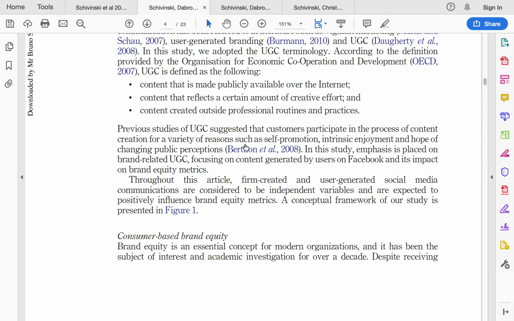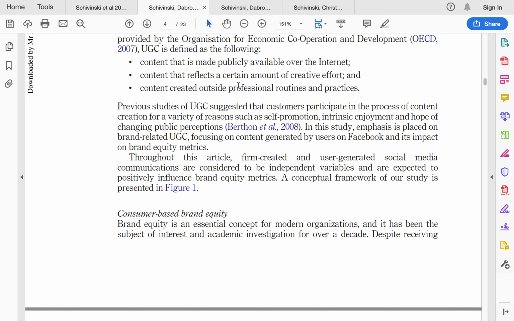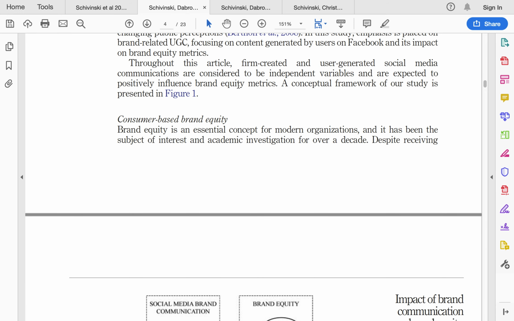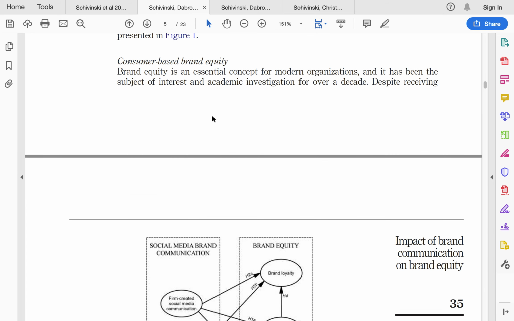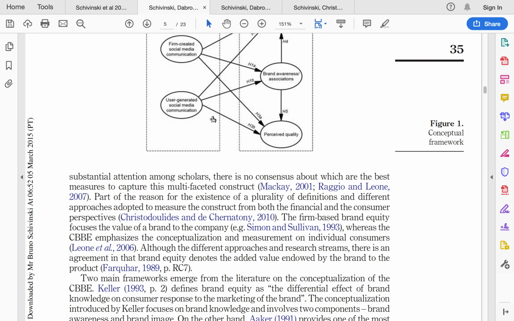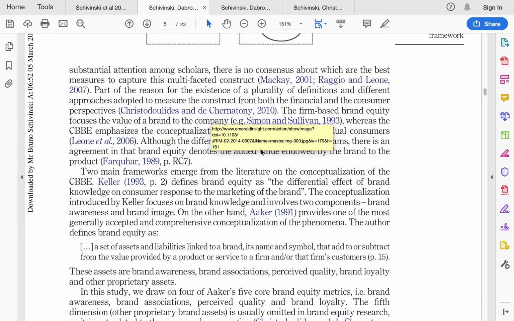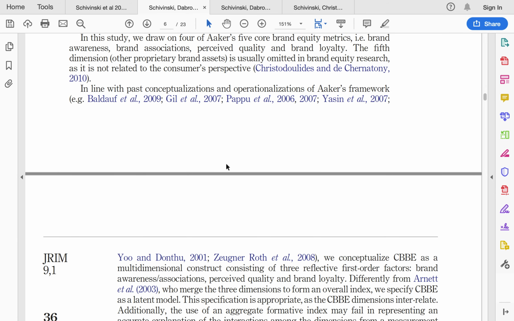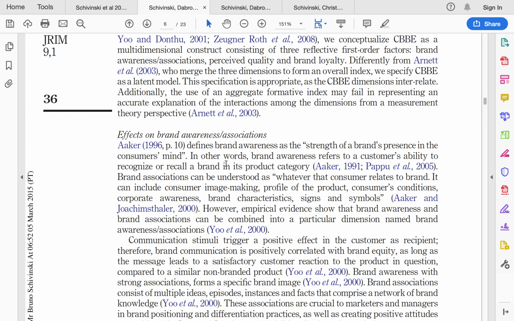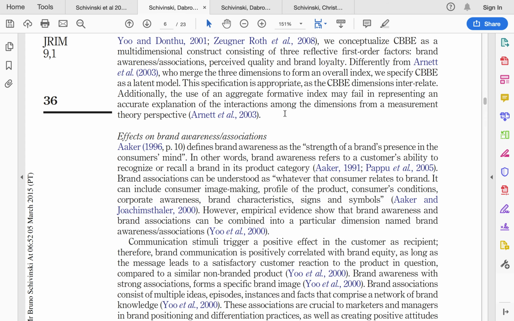So I explain what it is, user-generated, firm-created content. Then I go through consumer-based brand equity. Again, I explain what it is. This is where you're going to be putting your definitions and addressing the literature, saying what it is. Once you define the variables, then you start to talk about the relationships.